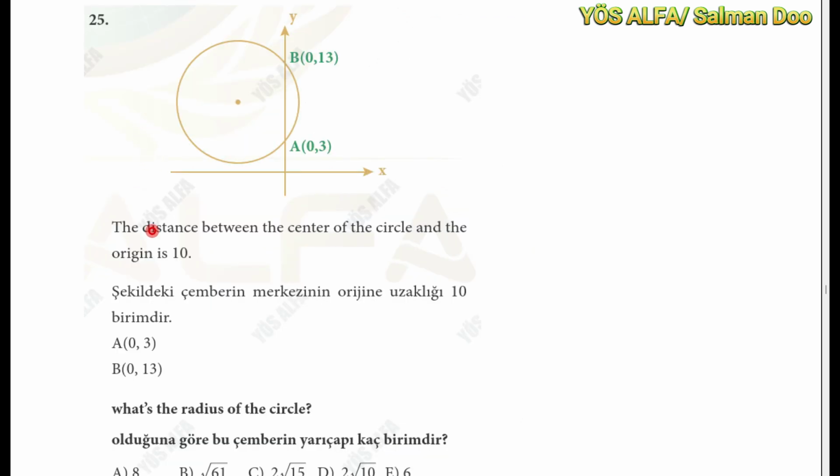Number 25. The distance between the center of the circle and the origin is 10. This distance is given to be 10. And what is the radius of the circle? So we're asked to find the radius.